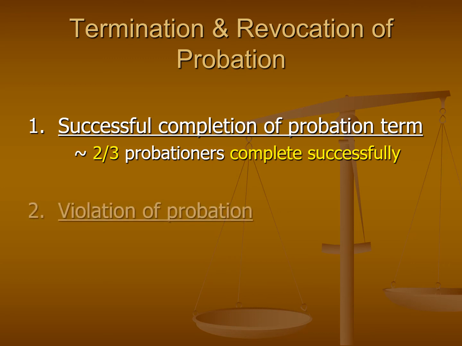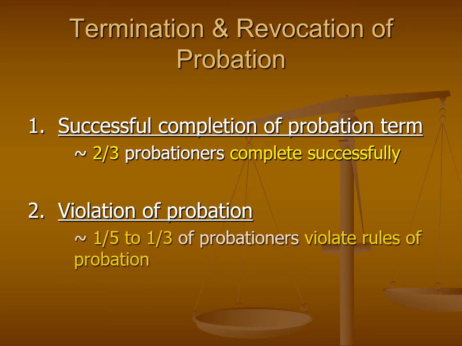And we see that. However, if 2/3 of probationers complete successfully, we still have 1 out of 3 people, give or take, who don't. So let's talk first about what we call violations of probation. And the estimates are pretty broad. So estimates say that anywhere from one jurisdiction or time period to another, the numbers can be roughly 1 out of every 5 probationers violate rules of their probation, whereas other studies show that the number may be as high as 1 out of every 3 probationers will violate the rules of their probation.